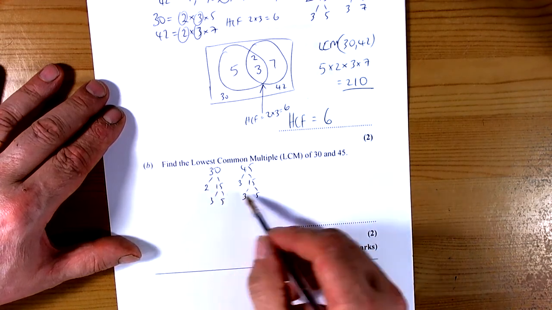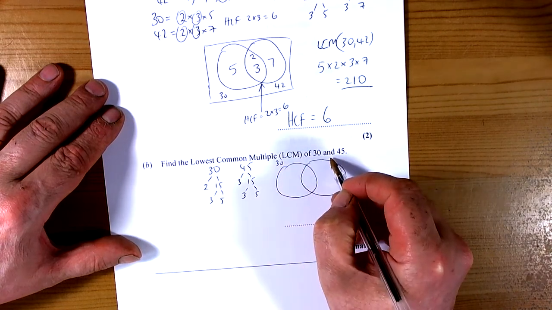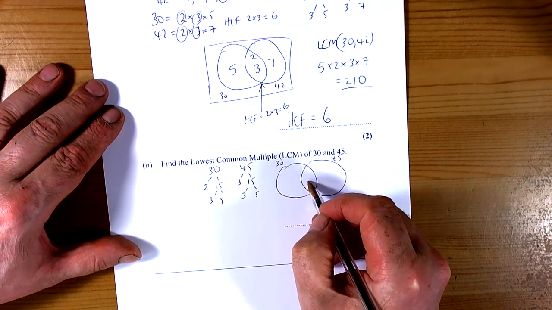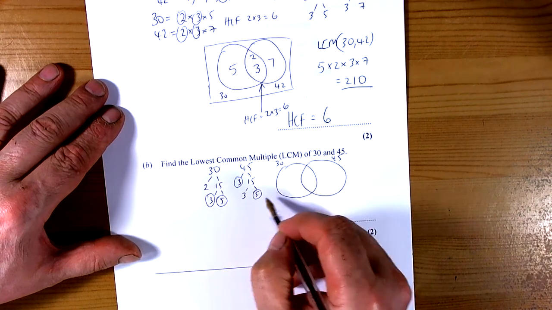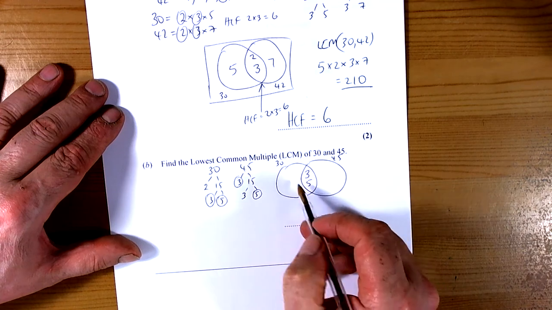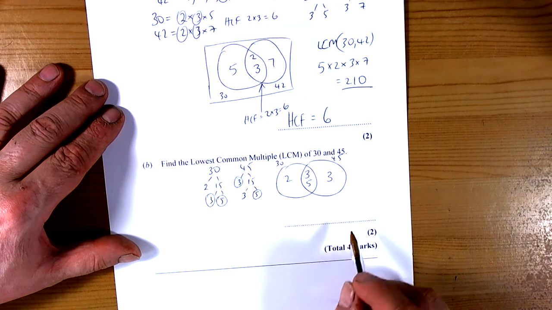So the Venn diagram says that if we take the prime factors of 30 and 45, put the common ones in here, so we can see that there's a 3, a 3, a 5 and a 5. So a 3 and a 5 goes in there. From 30 we're left with 2, and from 45 we're left with 3.